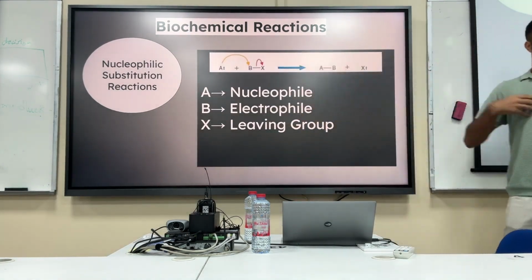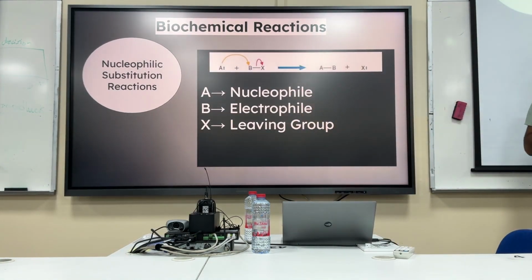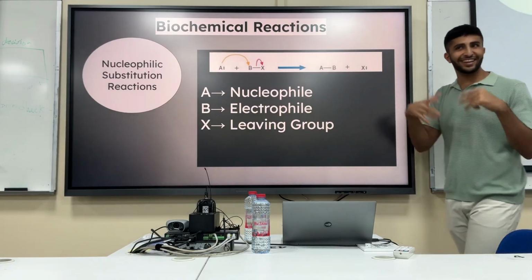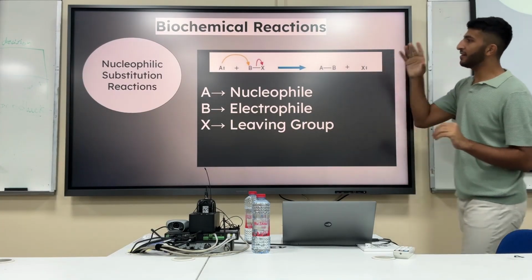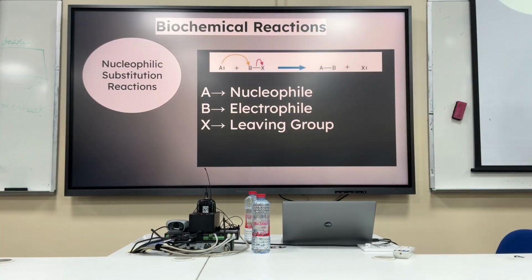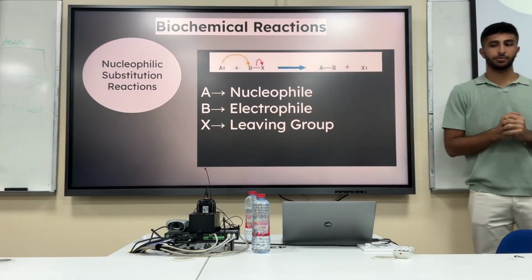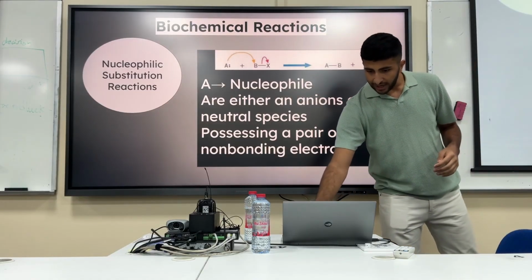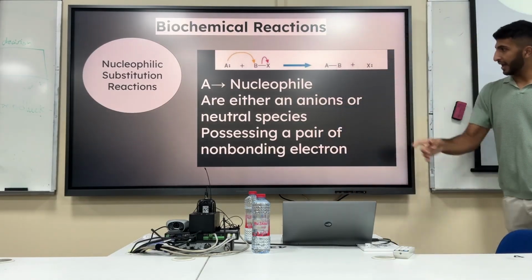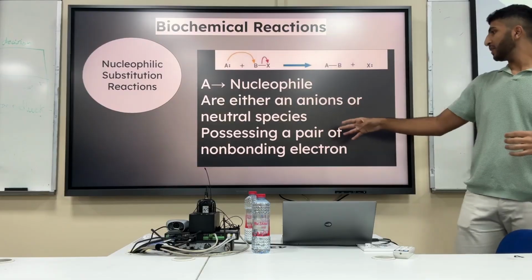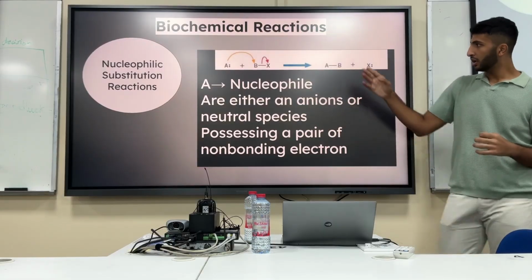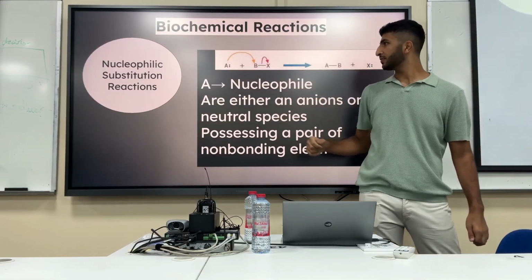Now, the first one. This, I have a little scar with it. It's one of my mistakes when I was your age, so we're going to take it into detail. Here you have nucleophilic substitution reactions. They are composed of three things: nucleophile, electrophile, and a leaving group. Let's start. A nucleophile either is negative, an anion, or has a pair of non-bonding electrons, which here you can see it has a pair of non-bonding electrons.